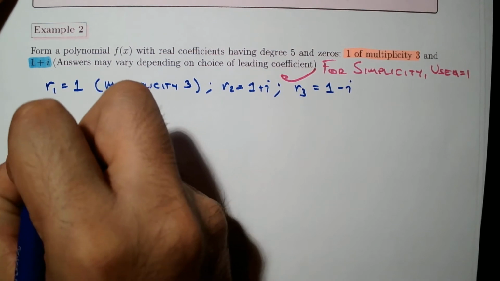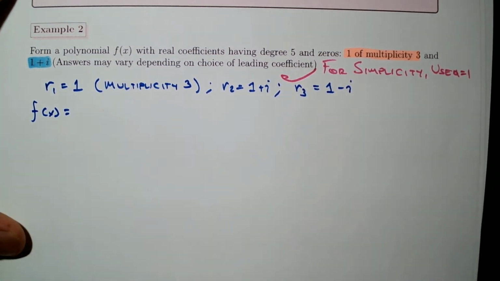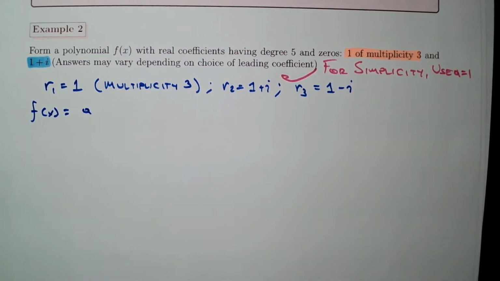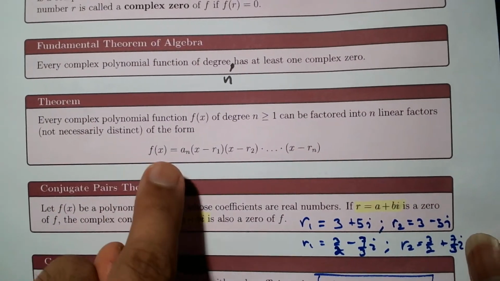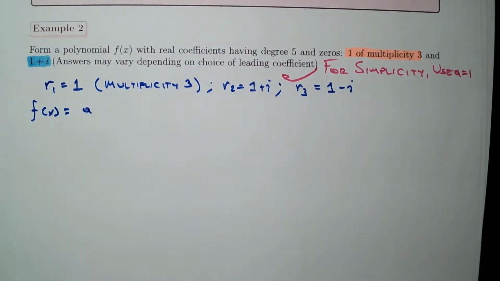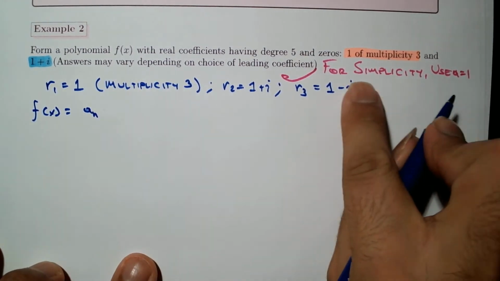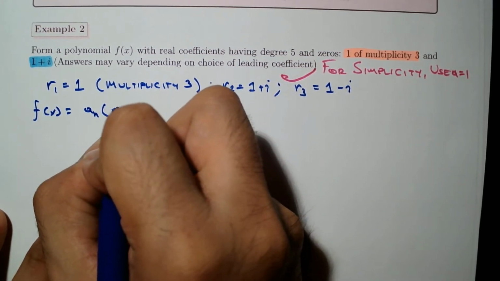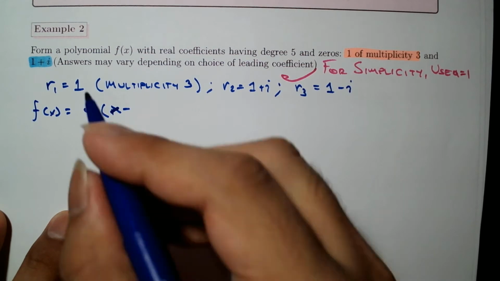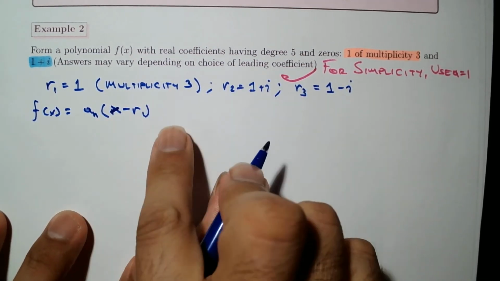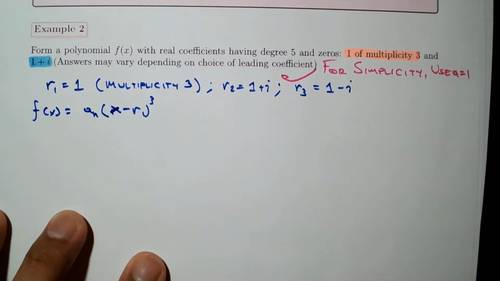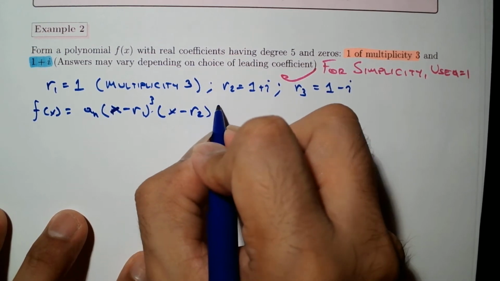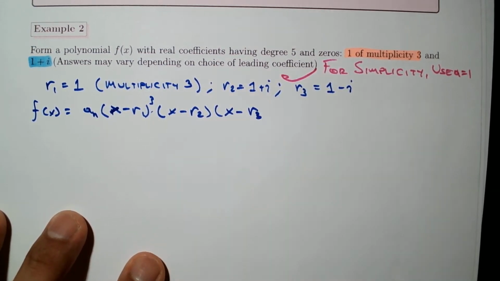All right, so we're going to use one of the theorems we stated earlier, in which a polynomial f of x can be written as a product of linear factors, with a sub n in front. But in this case, for a sub n, we already said that for simplicity we use 1. So I'm going to write x minus r1, but what did we say about r1, which is multiplicity 3, and then x minus r2 times x minus r3.